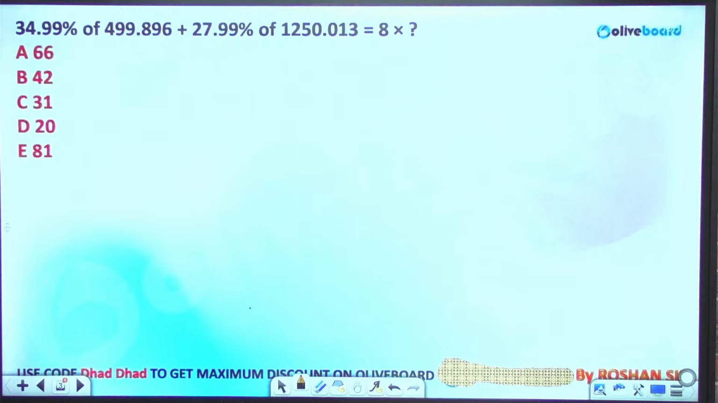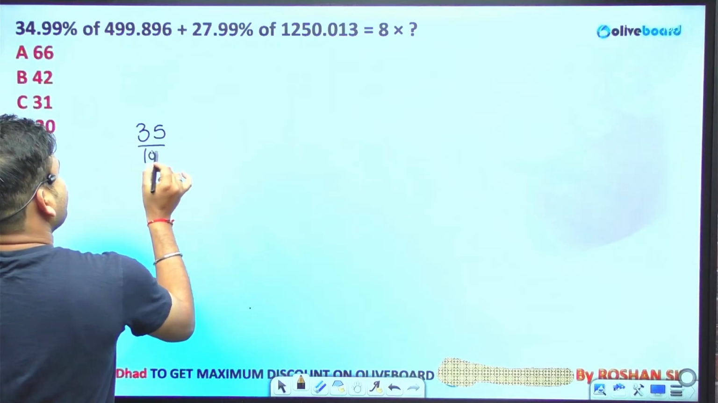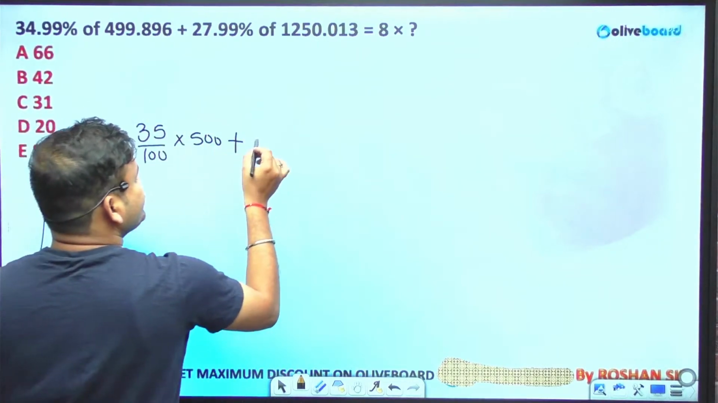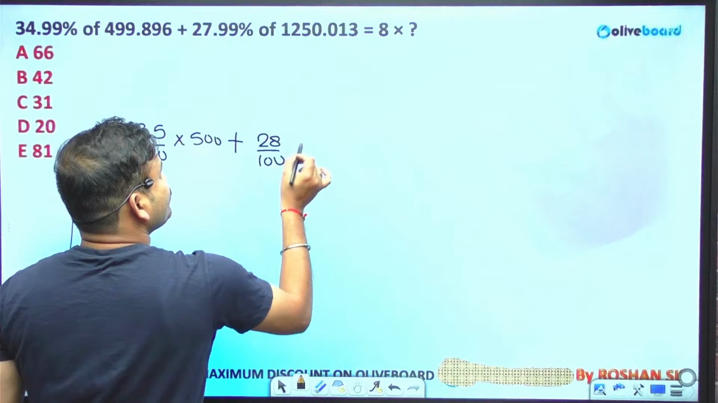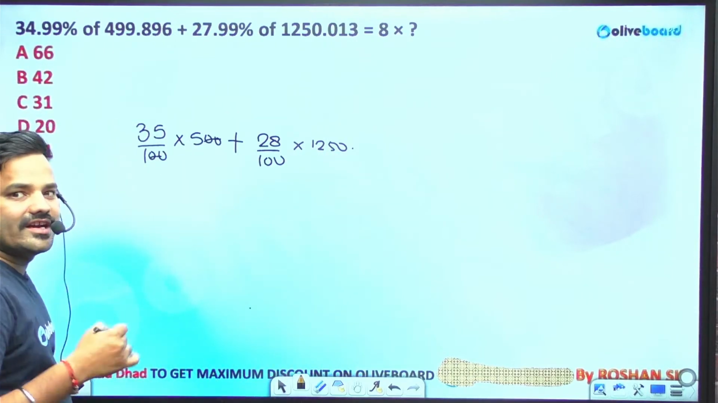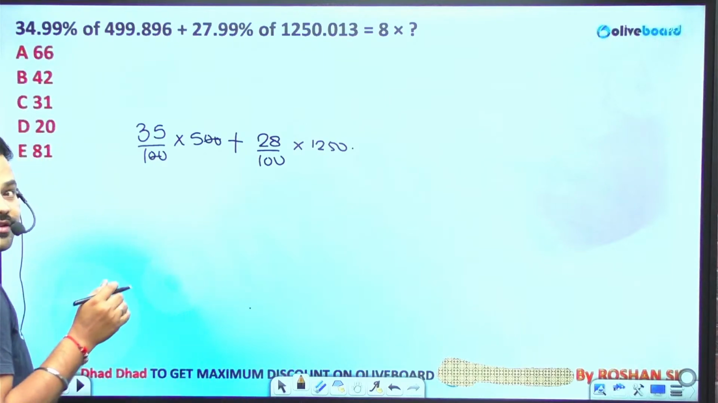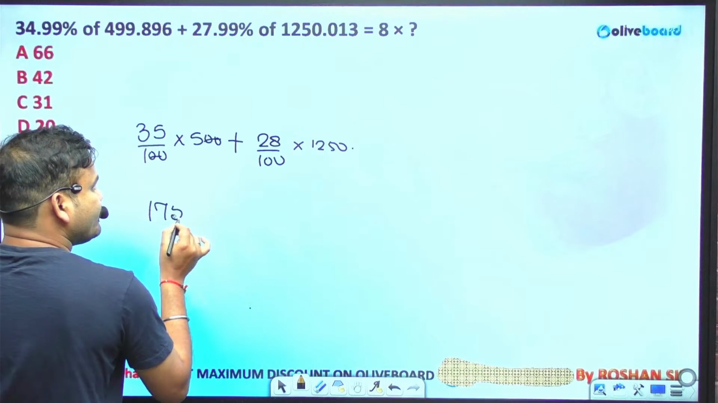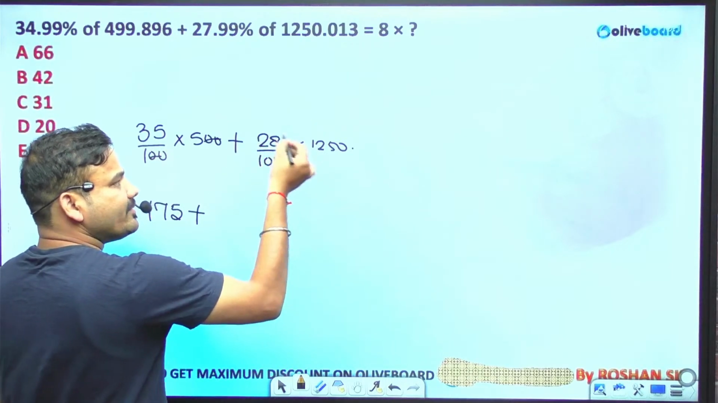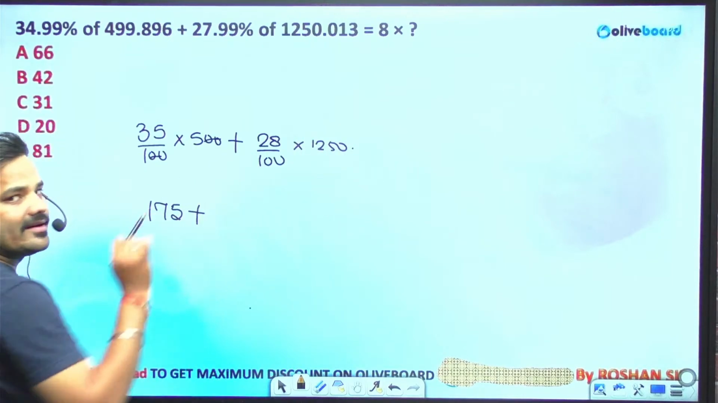Okay, so what should be the answer of this question? This can be written as 35% of 500, isn't it? Plus this can be written as 28% of 1250. Fine. So the double zero will be eliminated. So this is 35 times of 5. 35 times of 2 is 70, 70 double is 140, so this is 175. Plus 28% of this, you can make it half and you can make it double. You can do this like that, or else you can divide it easily also.